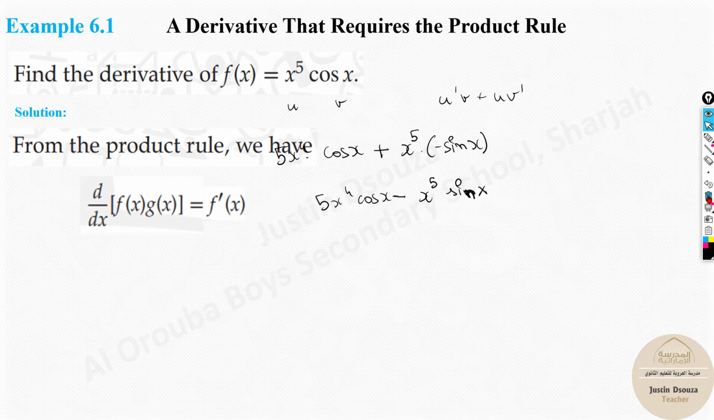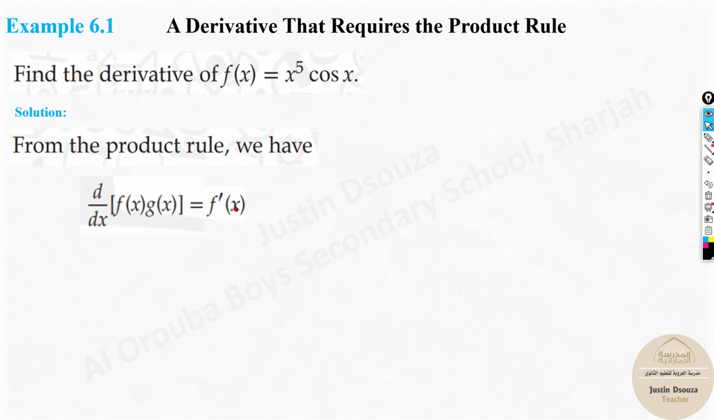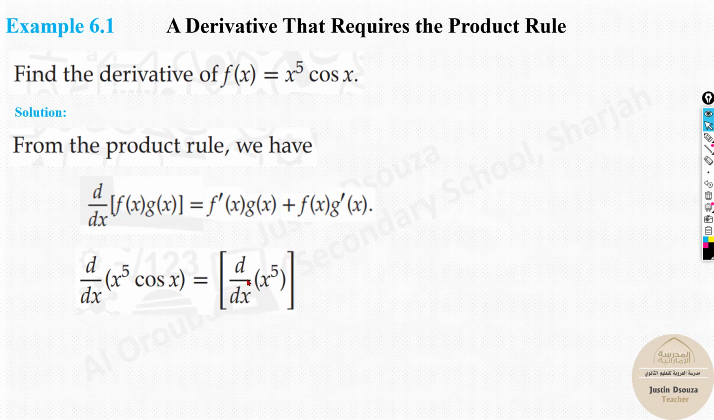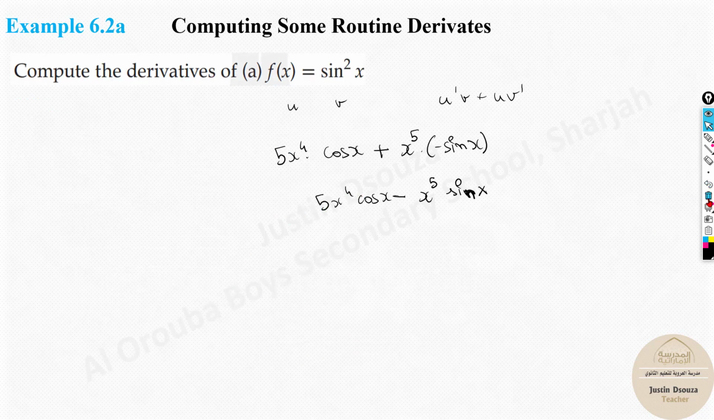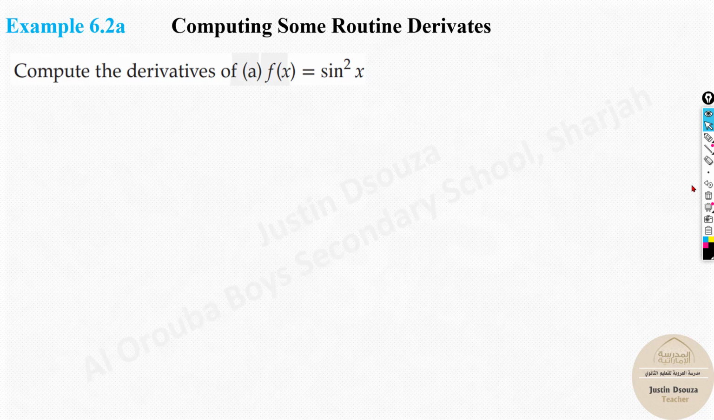See, the product rule over here is f dash x g of x, that's the second function as it is, plus f of x g dash of x. Now all you do is derive the first term, second term as it is, plus the first term as it is, derive the second term, and then we get 5x to the power 4 cos x minus x power 5 sine x. That's it. Now how do you solve this one?